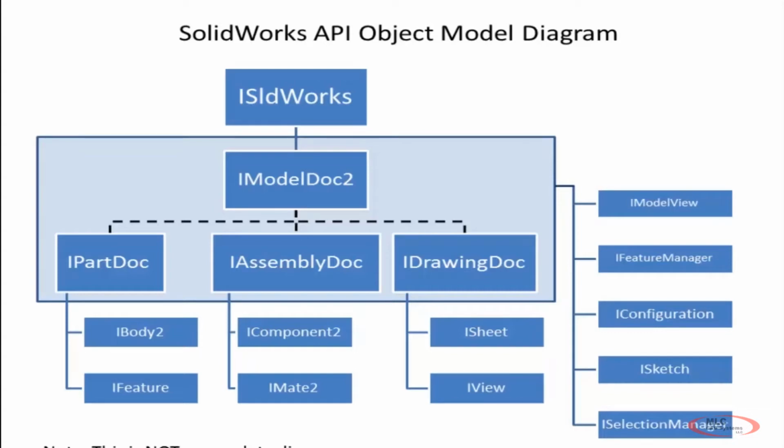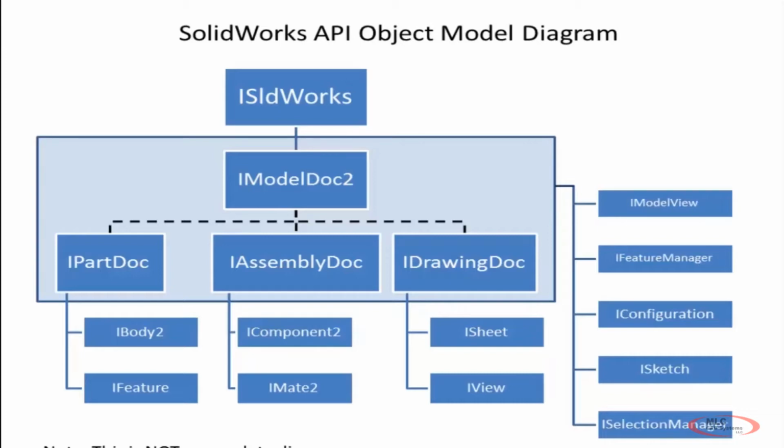Now there's also interfaces that correspond to all the documents. So for example, the feature manager tree, that exists in all three documents. So that's available directly through iModelDoc2. And iModelDoc2 is kind of then the more general parent interface that allows you to have access to functionality that is available within all three of the more specific interface types. That way they didn't need to keep creating identical interfaces to do something you could do in all three documents.